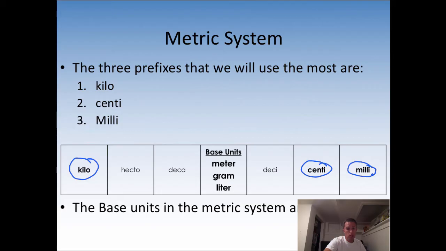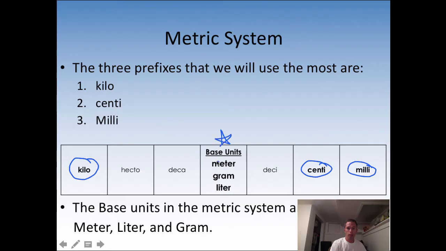The base units in the metric system are the meter, liter, and gram. So we're going to see this center box right here. This is called the base unit box. And the base units in the metric system are the meter for length, the gram for mass, and the liter for volume. And so we're always going to put meter, liter, and gram in this box.